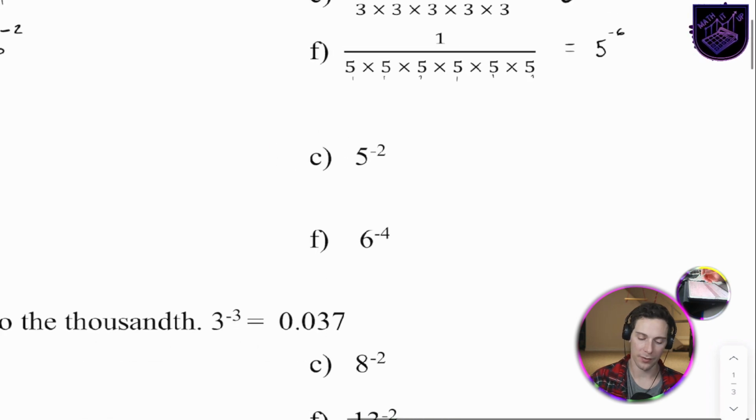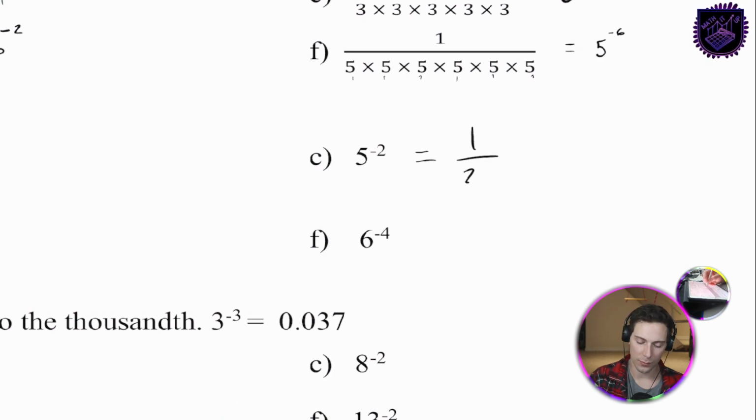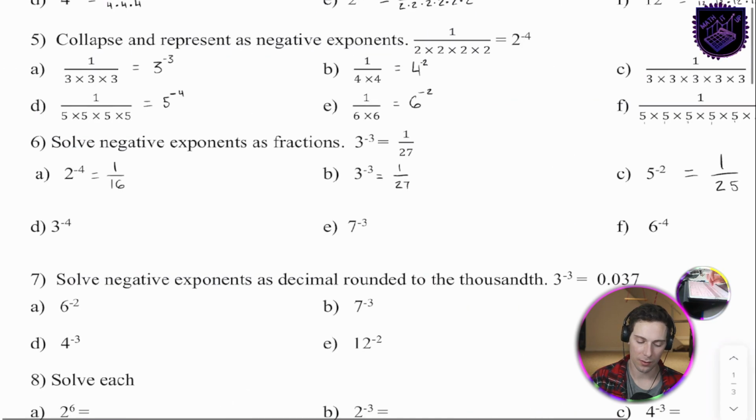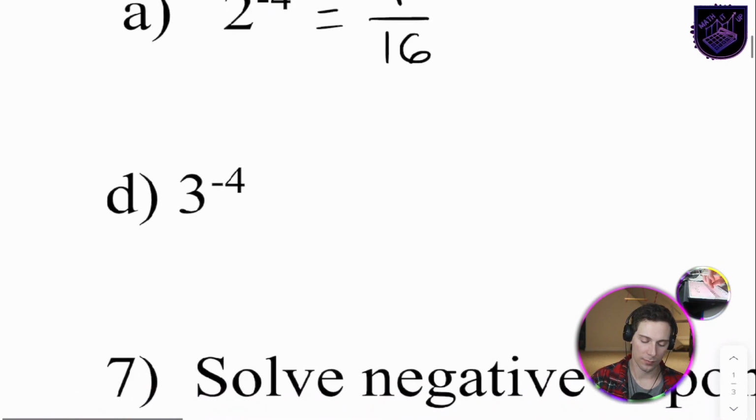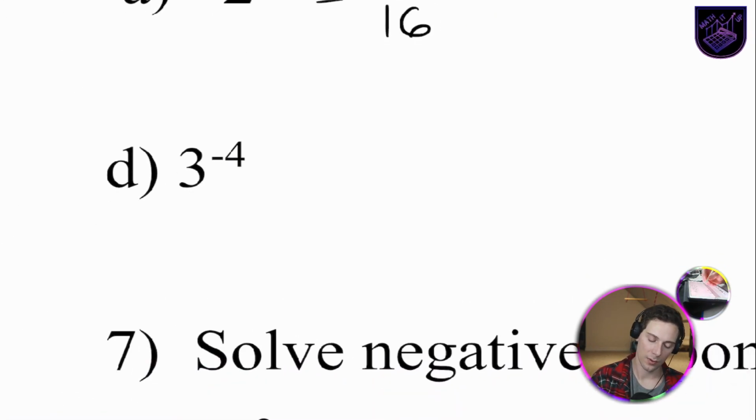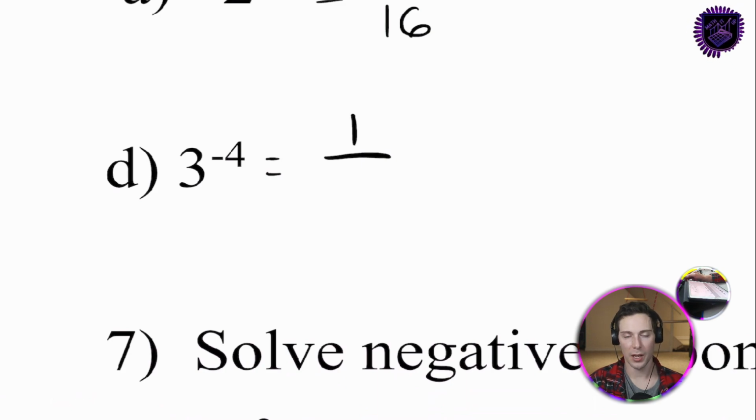5 to the power of negative 2. This is going to be equal to 1 over 25. 1/25. This is equal to 1 over 3 to the power of 4, 81. 1 over 81.